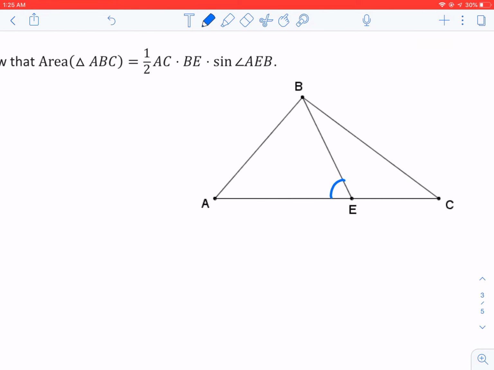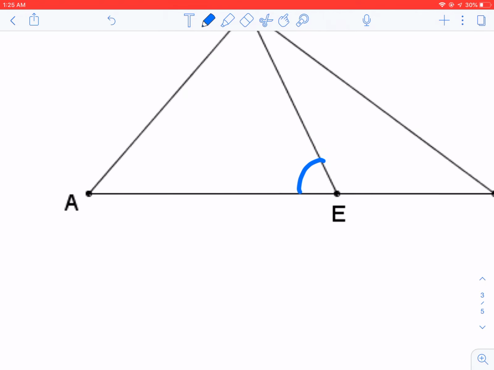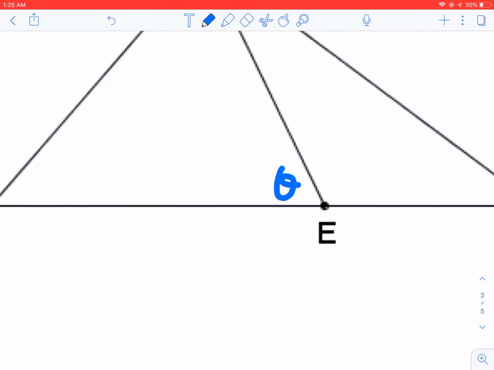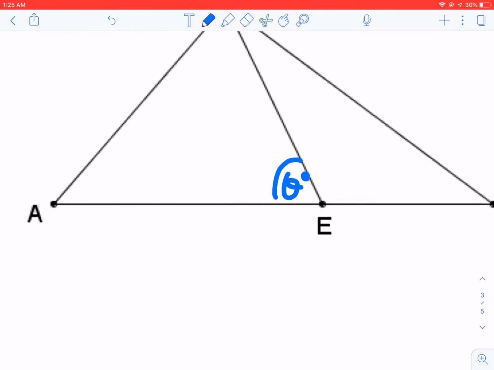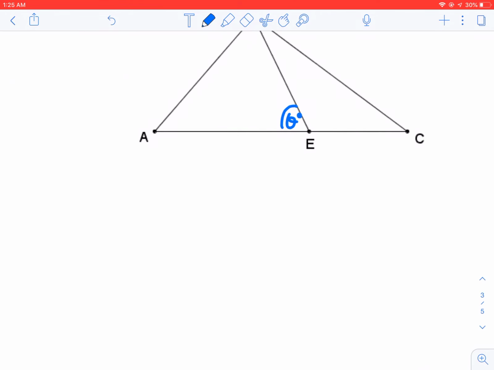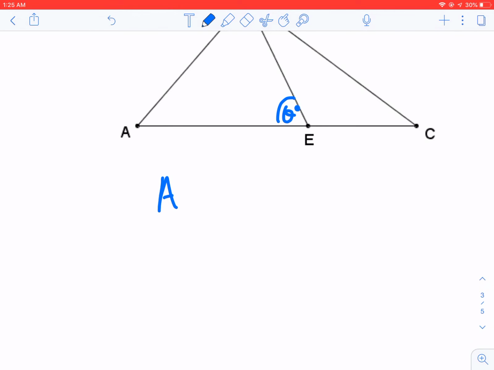Alright, so we're going to be using this angle AEB somewhere. So I'm going to give this a name. I'm going to call this angle theta number of degrees, so we can refer to that as theta. And I'm going to do what we did at the start of today, and that is, the area of any triangle is 1/2 base times height.